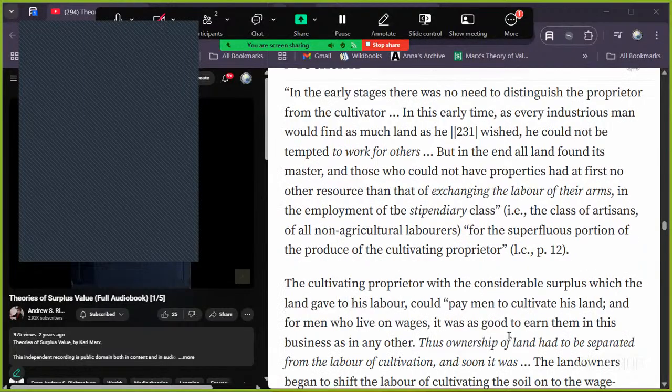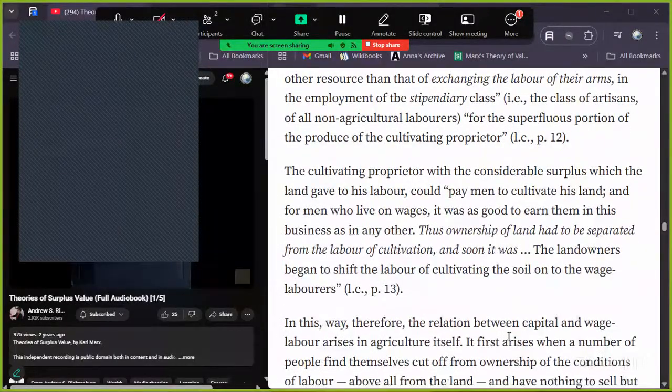But in the end, all land found its master, and those who could not have properties had at first no other resource than that of exchanging the labor of their arms in the employment of the stipendiary class, i.e. the class of artisans, of all non-agricultural laborers, for the superfluous portion of the produce of the cultivating proprietor." End quote. The cultivating proprietor, with the considerable surplus which the land gave to his labor, could, quote, "pay men to cultivate his land, and for men who live on wages, it was as good to earn them in this business as in any other.